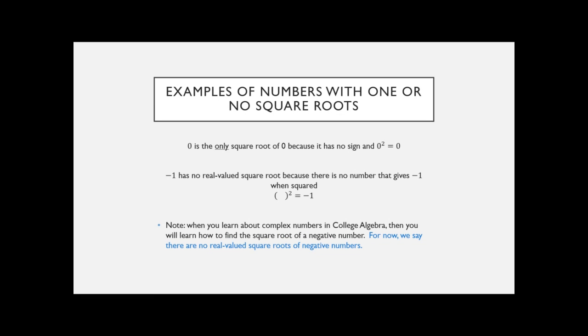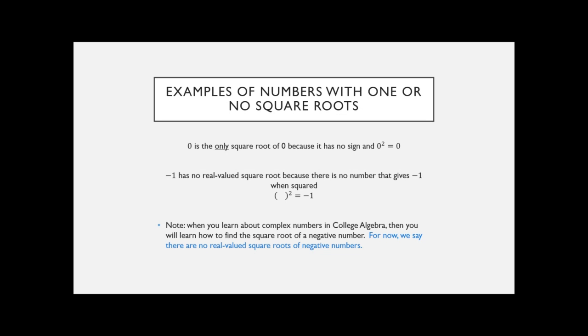For example, negative 1 doesn't have a real valued square root because there's no way to square a number and get a negative. When you're squaring, you're multiplying by itself, and a negative times a negative gives you a positive. A positive times a positive gives you a positive. There's no way to get a negative out of there.